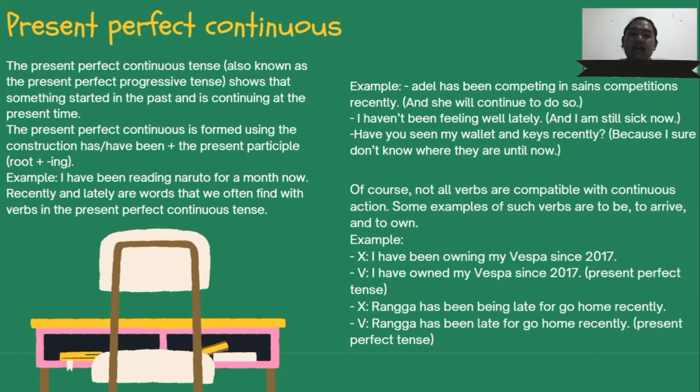Of course, not all verbs are compatible with continuous action. Some examples of such verbs are to be, to arrive, and to own. The example: I have been owning my Vespa since 2017. Correct: I have owned my Vespa since 2017, present perfect tense. Ranga has been being late for going home recently. Correct: Ranga has been late for going home recently, present perfect tense.